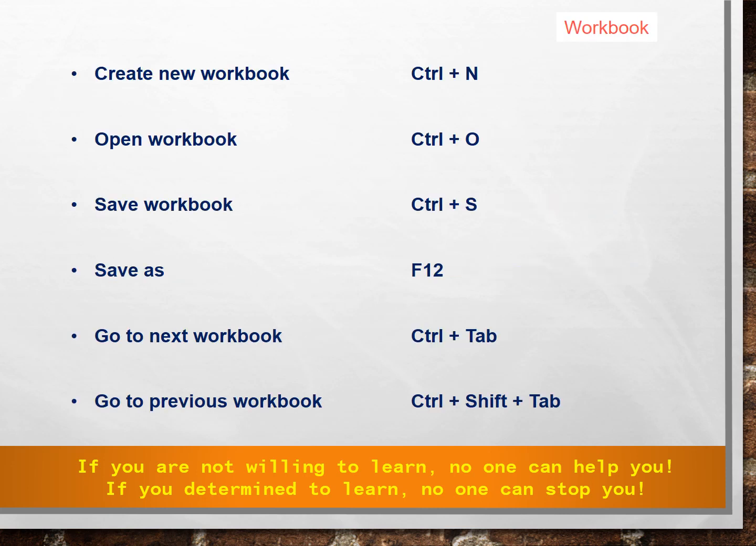Now we are going to see workbook shortcut keys. To create a new workbook, use Control plus N. To open a workbook, use Control plus O. To save a workbook, use Control plus S. To save as, use F12.